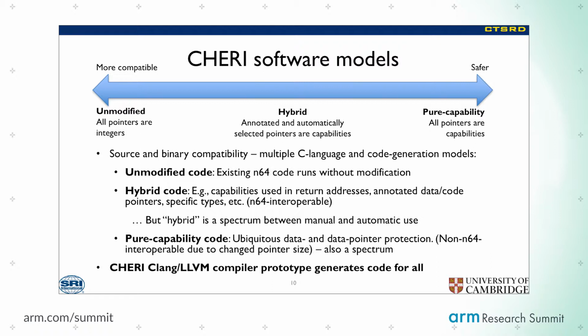For the purpose of this talk, I'm interested in pure capability code. This is code where we've taken every virtual address, every pointer, and we've replaced it with a capability to see if we can get the software model to work. This will offer us the strongest protection. And we have a Clang and LLVM implementation that can target all three of these modes.